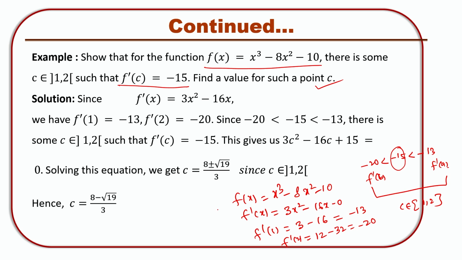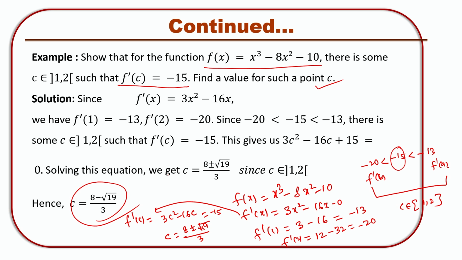So, f dash of c, I have to find out from here. I can use this theorem here. So, this will be 3c square minus 16c, and this is equal to minus 15, which is given. Find out c. C is equal to 8 plus minus square root of 19, divided by 3. But we have found that c must belong to 1 and 2, and henceforth c must be 8 minus square root of 19 by 3, and that's your answer.